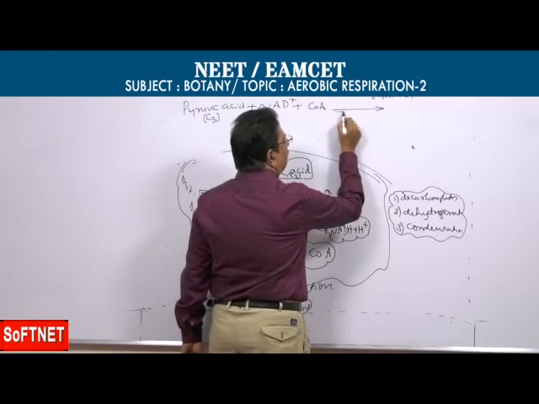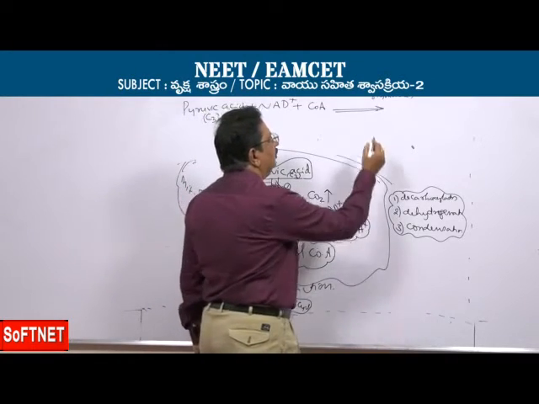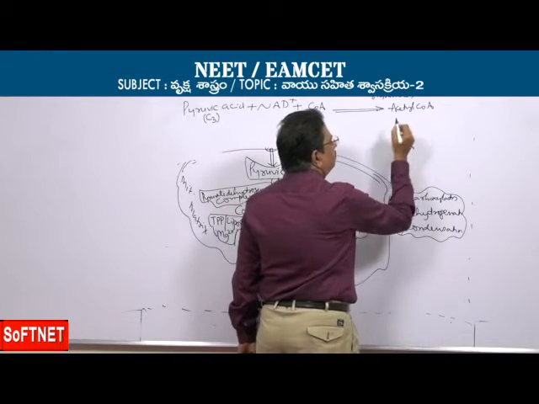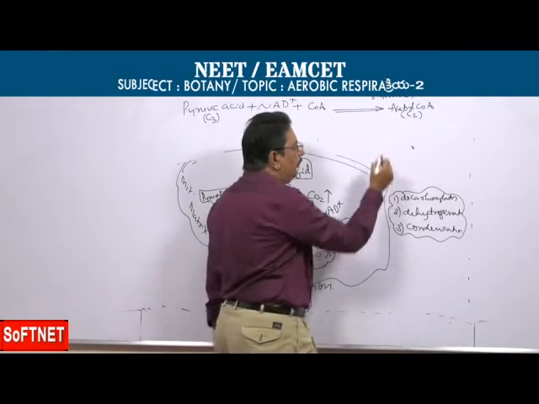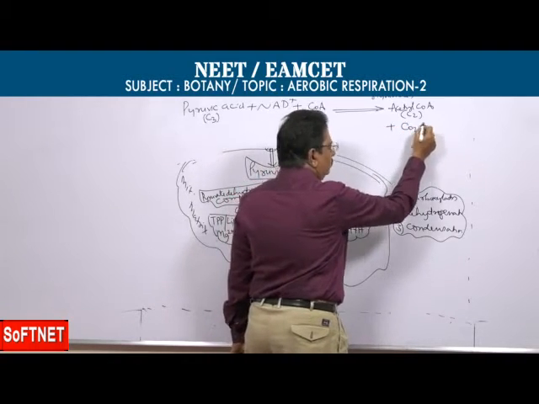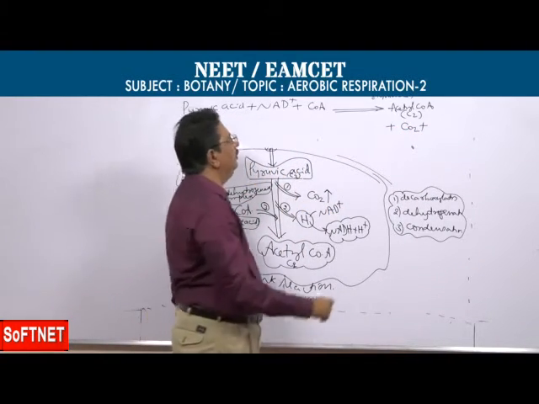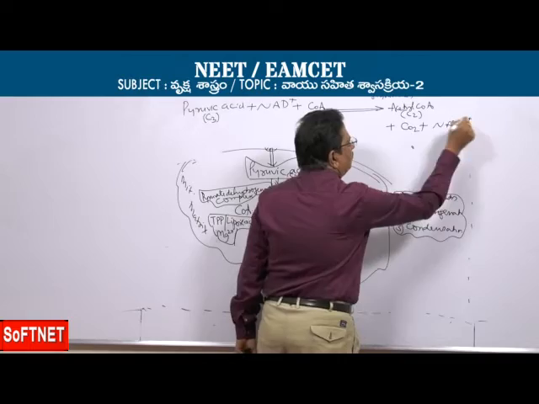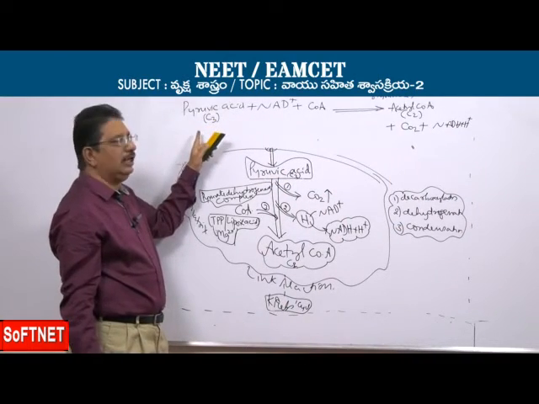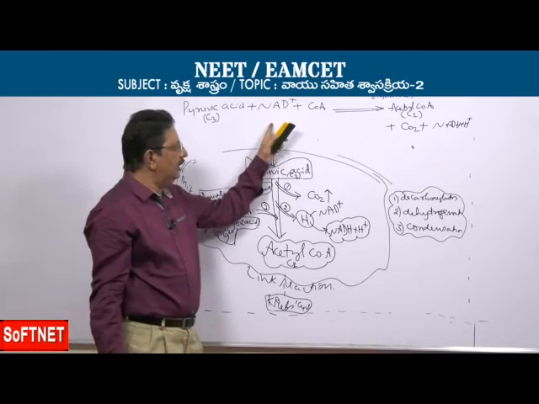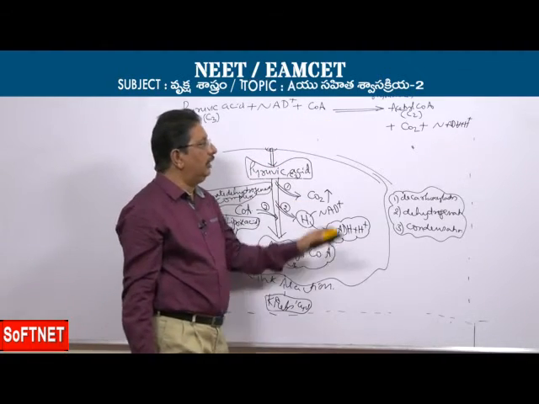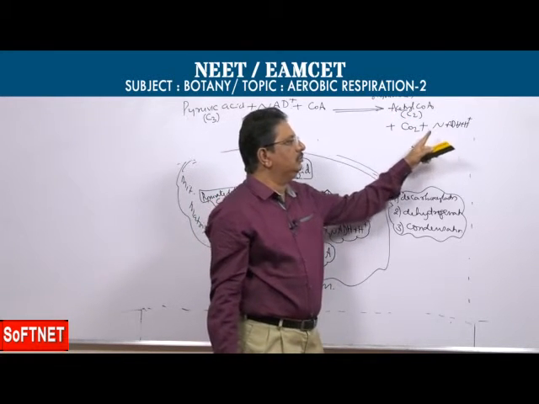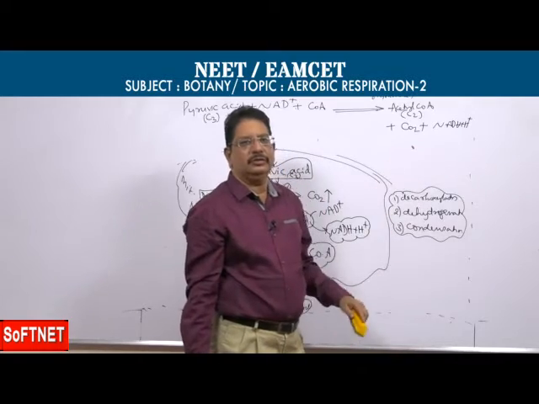So, this undergoes the conversion into acetyl coenzyme A, which is a C2 compound, plus CO2, CO2 is liberated, plus NADH plus H plus. The reactants of this reaction are pyruvic acid, NAD plus, coenzyme A, whereas the products of this reaction are acetyl coenzyme A, CO2 and NADH plus H plus.